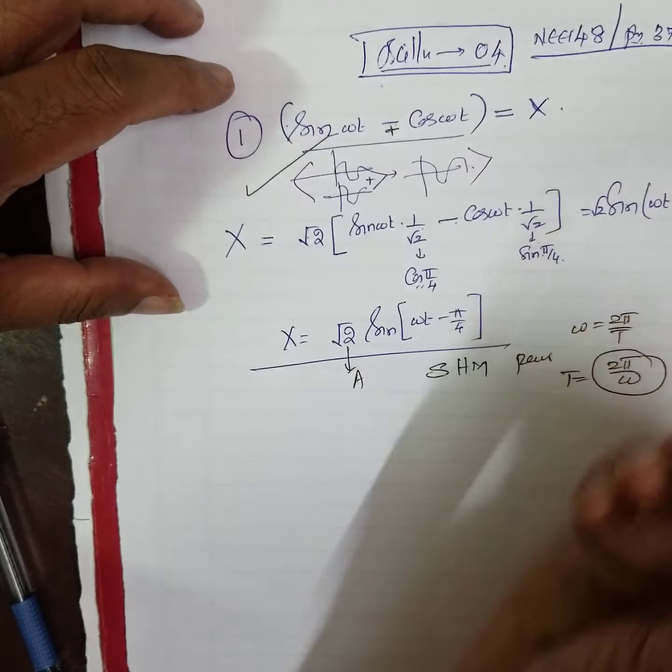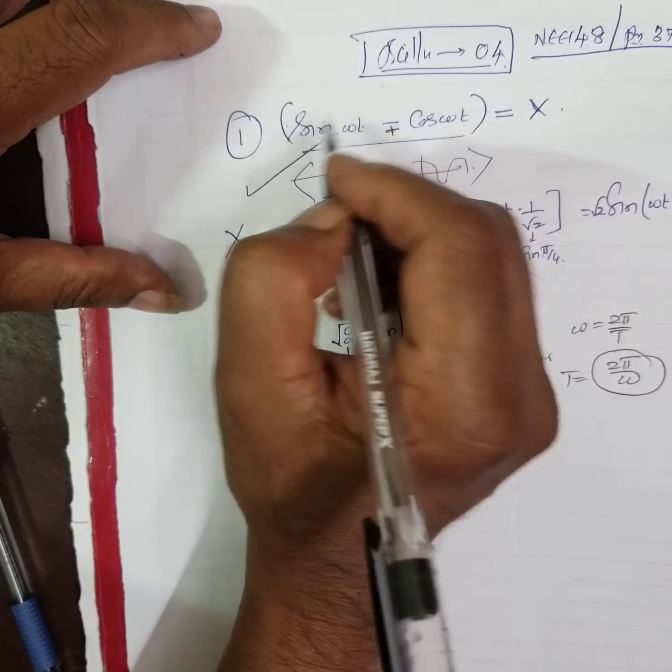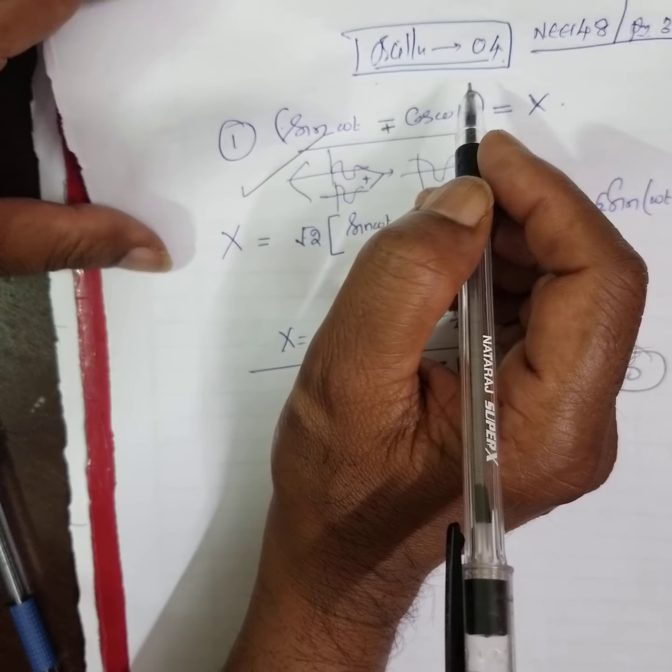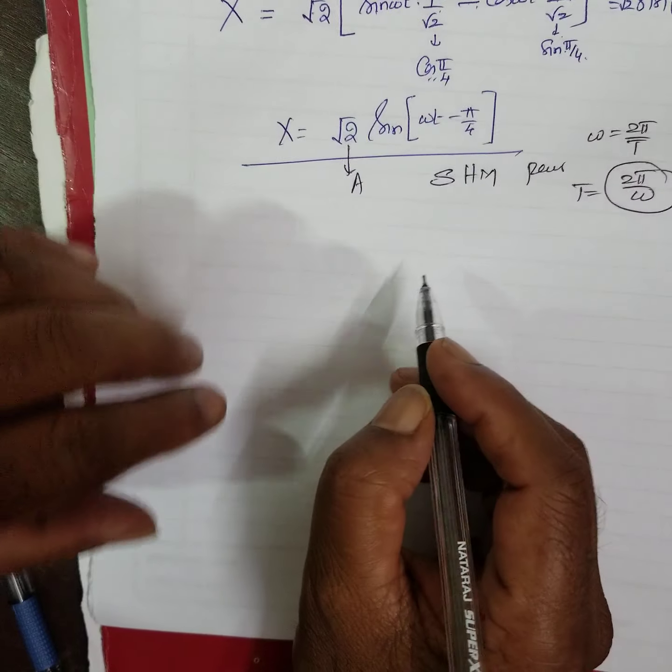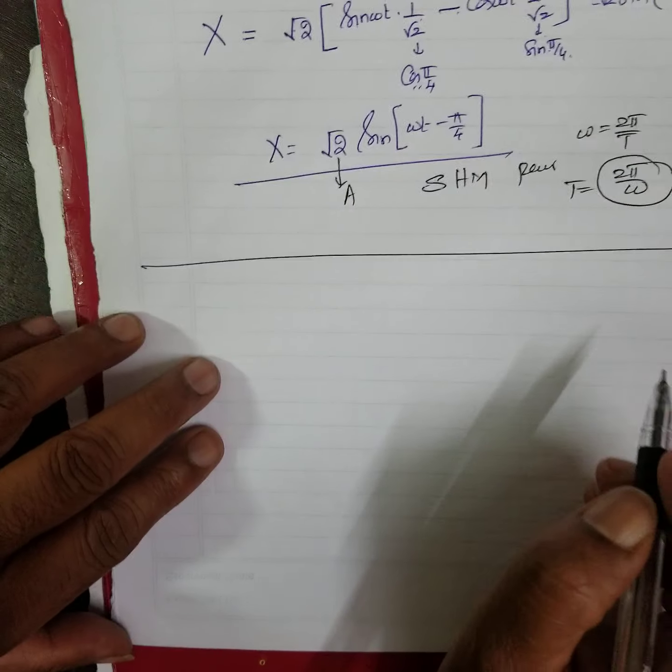Similarly, they may give cos and sine like this. Then again, suppose, another problem I pose.